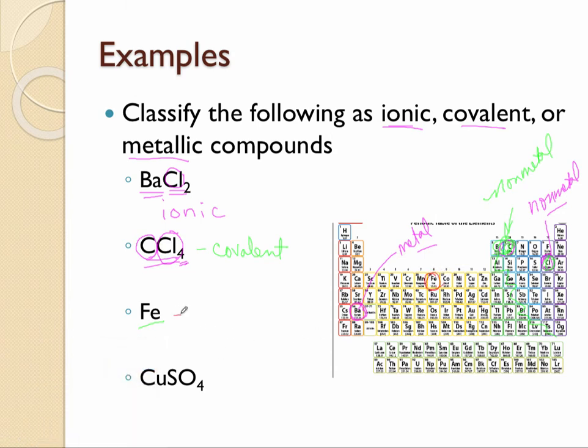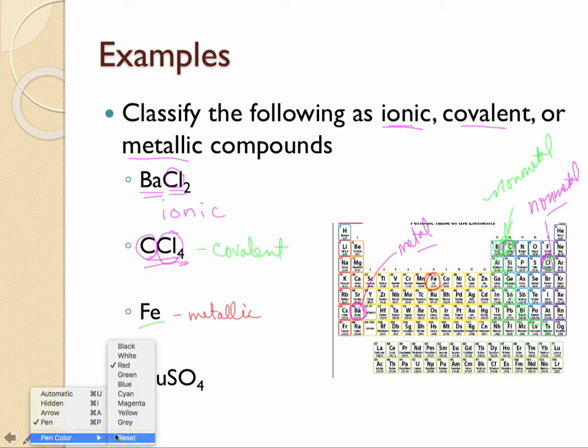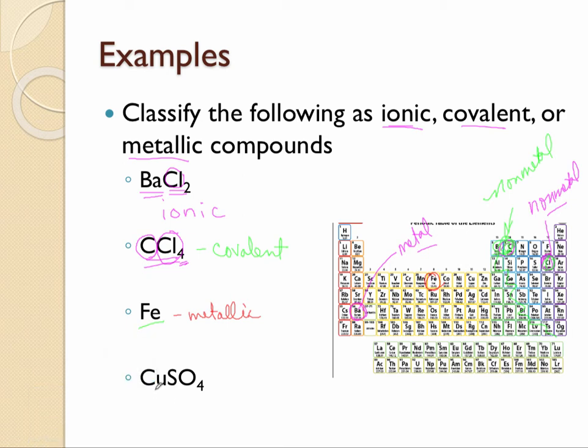Here. It is a metal, so this would form a metallic bond. And then the last one, I have copper, and then I have this. This is something that we're going to look at later. This is what is called a polyatomic ion. This happens to be the sulfate ion, which is an SO4 2-.